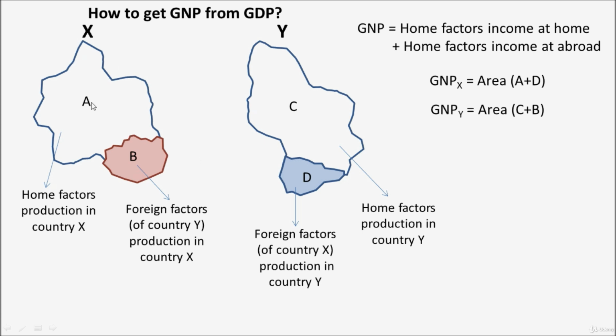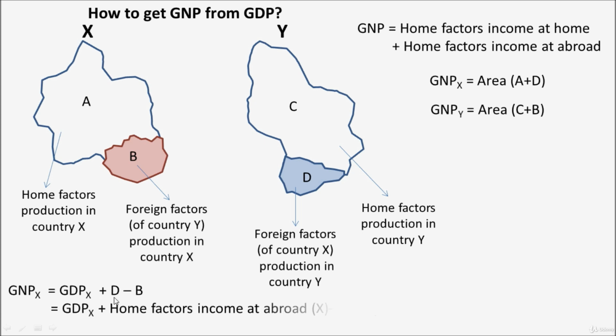Again, area A and B together constitute the GDP of country X. For country X, B shows the foreign factors income at home, which should be excluded from the GNP of country X, and D shows the home factors income at abroad, that is in Y, and therefore area D should be included in the GNP of country X. Therefore, GNP of country X will be equal to the GDP of country X plus home factors income at foreign, that is area D, minus foreign factors income at home, that is area B.